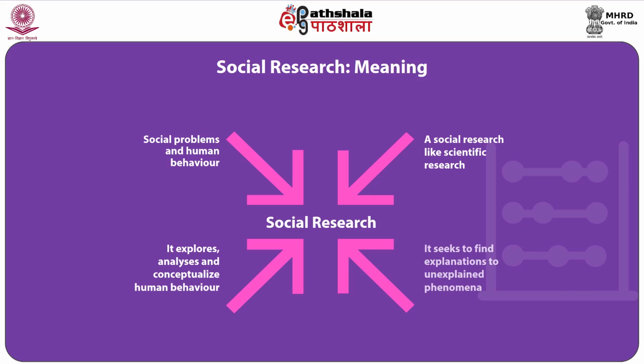Meaning-wise, social problems and human behavior are the subject of social research. Therefore, social research like scientific research is based on scientific investigation in the field of social as well as behavioral sciences. The broad objective of social science research is to explore, analyze and conceptualize human behavior and social life in order to extend, correct or verify the knowledge related to these issues in a scientific manner. It also seeks to find explanations to unexplained phenomena, to clarify the doubtful and correct the misconceived facts of social life.